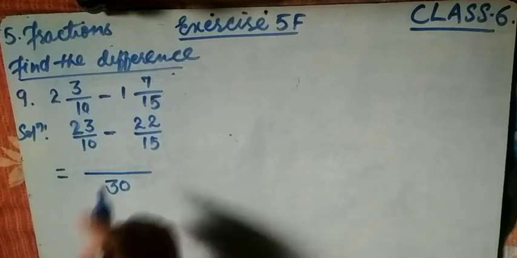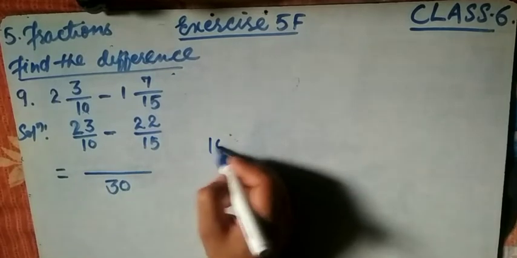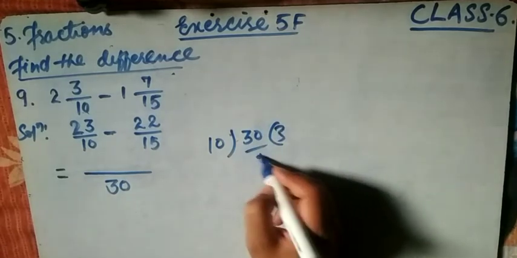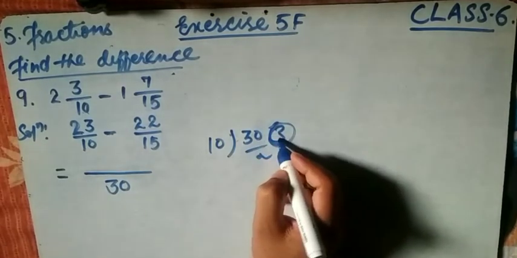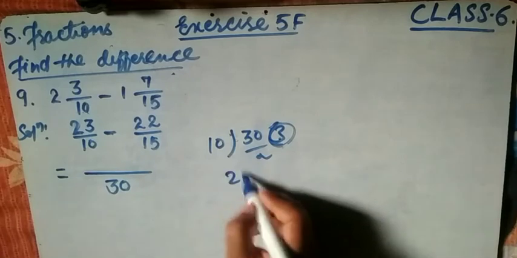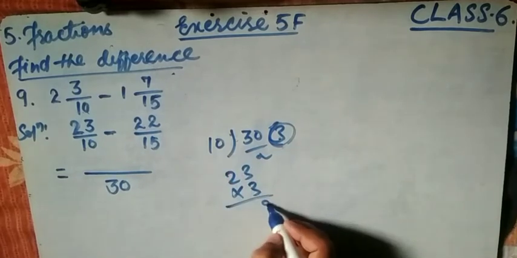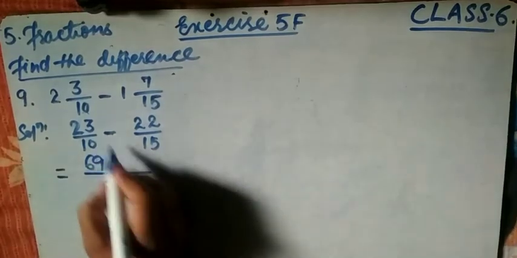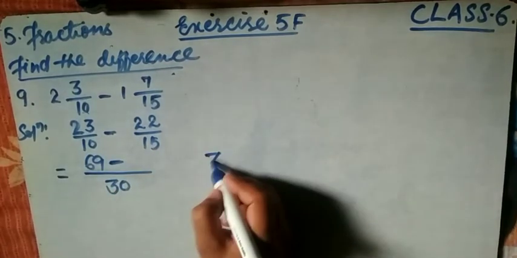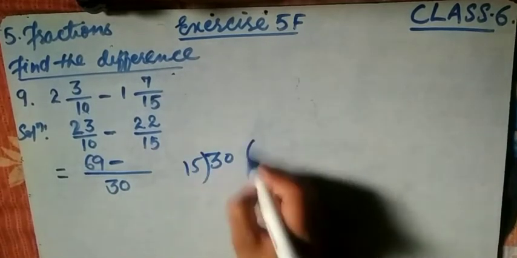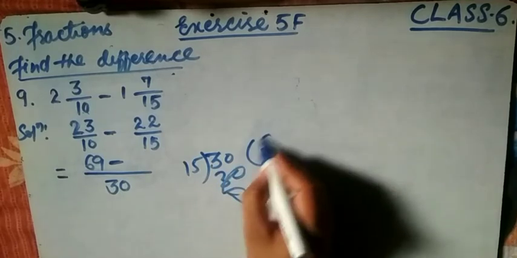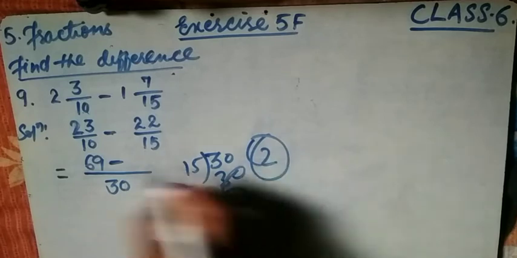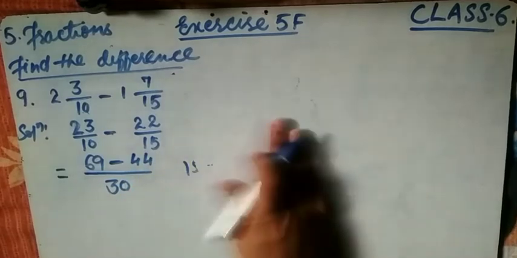Now first divide 30 by 10. 10 times 3 is 30, so 3. And 3 multiplied by 23: 3 times 3 is 9 and 3 times 2 is 6, so 69. Now similarly here is the minus. Then divide 30 by 15. 15 times 2 is 30. Now this is 2, and 2 multiplied by 22 is 44.